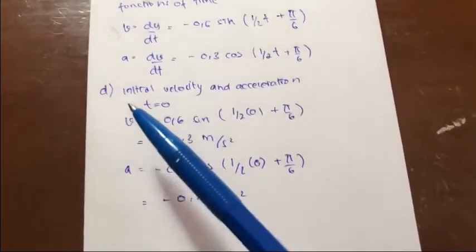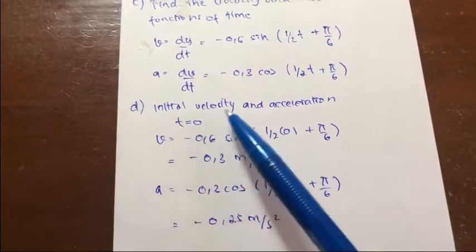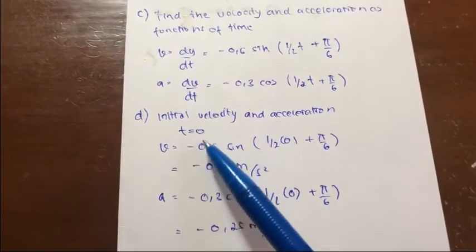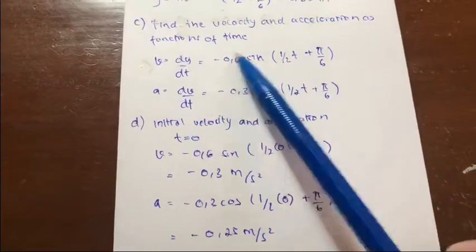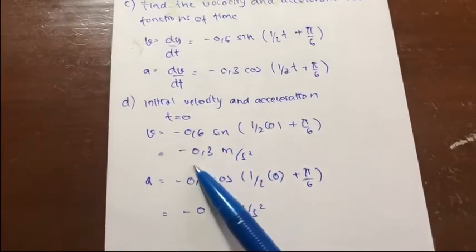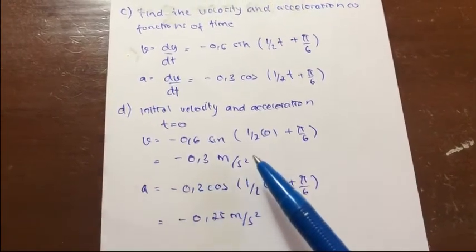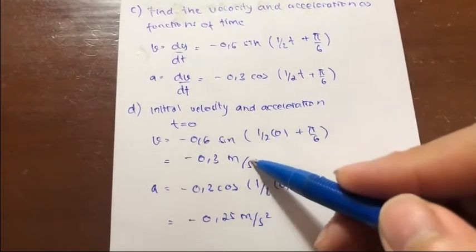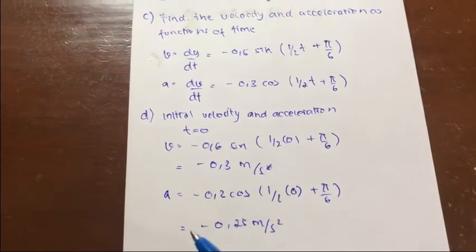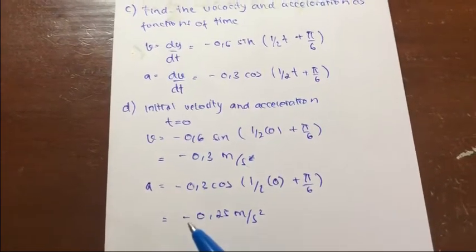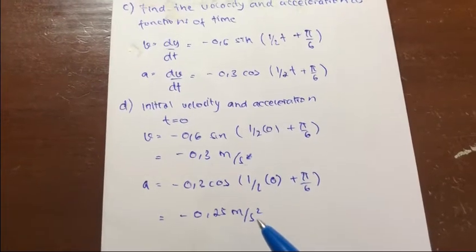And the fourth question, the initial velocity and acceleration, so the time is 0. We can put the time into this equation, so we have the velocity is negative 0.3 meter per second, and the acceleration is negative 0.25 meter per second squared.